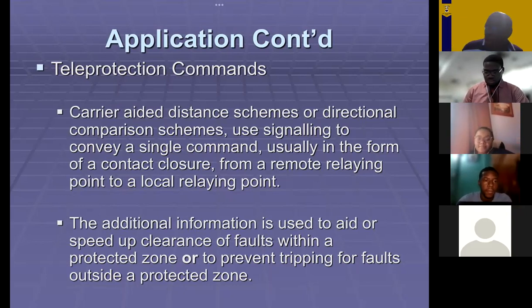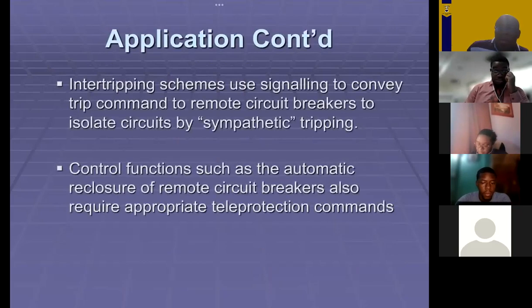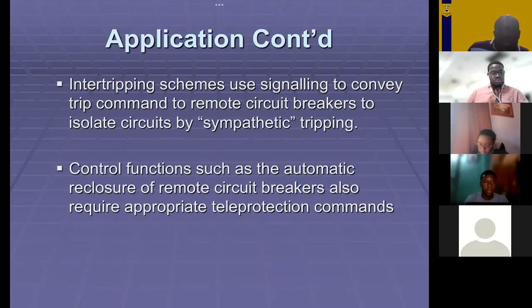You can go ahead. So for the inter-tripping, as we mentioned last time, the signal is used to convey a trip command to the remote circuit breaker. And this is the one that we said didn't require any supervision. So once it receives a signal from the remote end, it knows that a zone 1 fault would have occurred, and so it will trip automatically once it receives the signal.